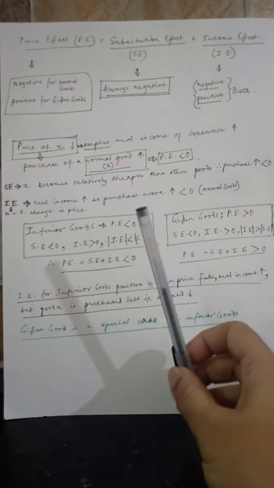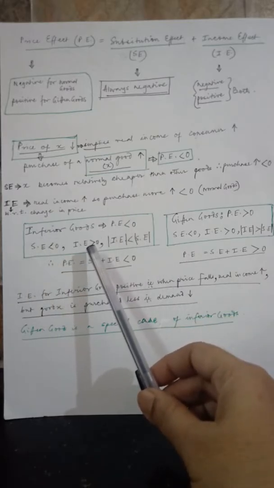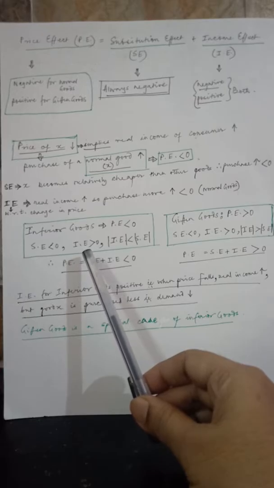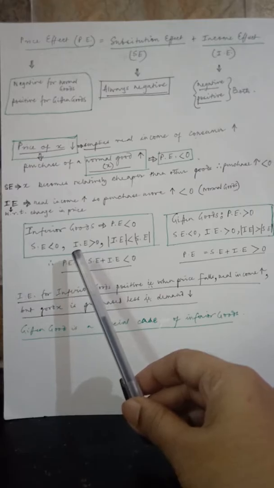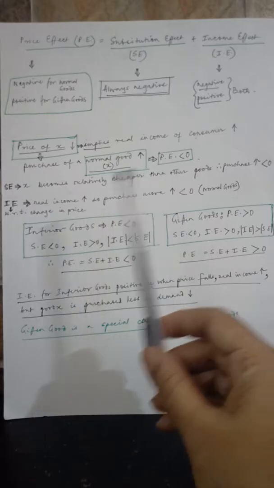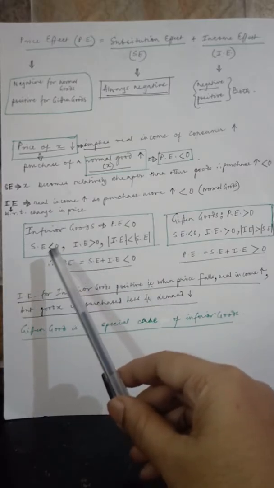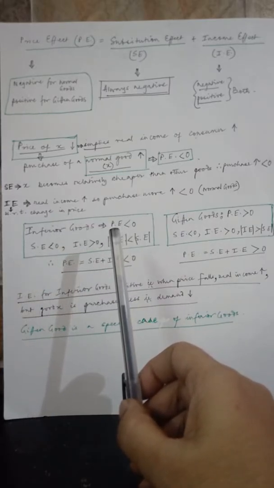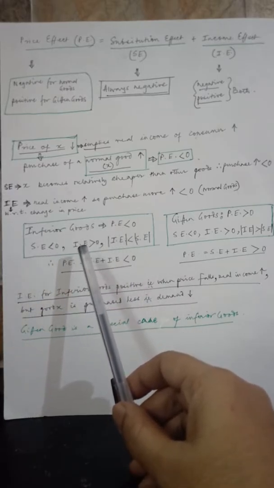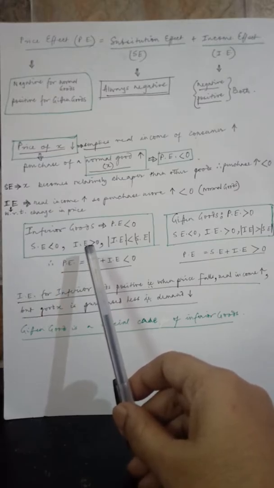But in the case of inferior goods, the income effect is positive, because whenever the price of the good has fallen, the income effect is positive because we purchase less of the commodity. Price has decreased, demand also has decreased. Real income has increased because price has decreased. Substitution effect is negative for inferior goods. Whenever the price has fallen, we purchase it more, but the income effect for inferior goods is positive.